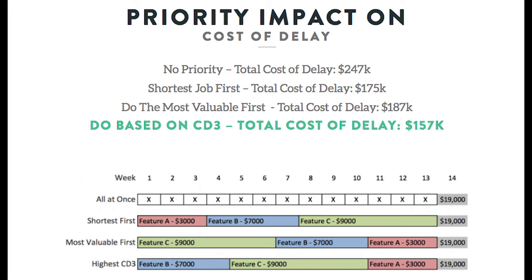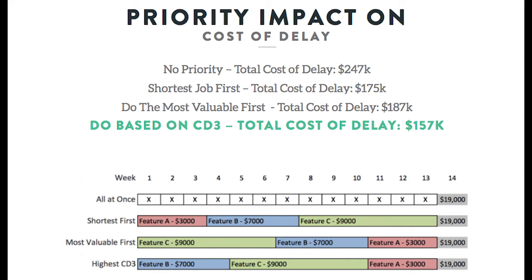Shortest job first, so coming back to do this one first, then this one, and then this one. So the total cost of delay is $175,000, because as soon as we get feature A out, we're no longer losing $19,000 a week, we're less than that, right? We've got money that's being generated at this point. Do the most valuable first, so do this one, do this one, do this one. So that's this picture. We have a cost of delay of $187,000.